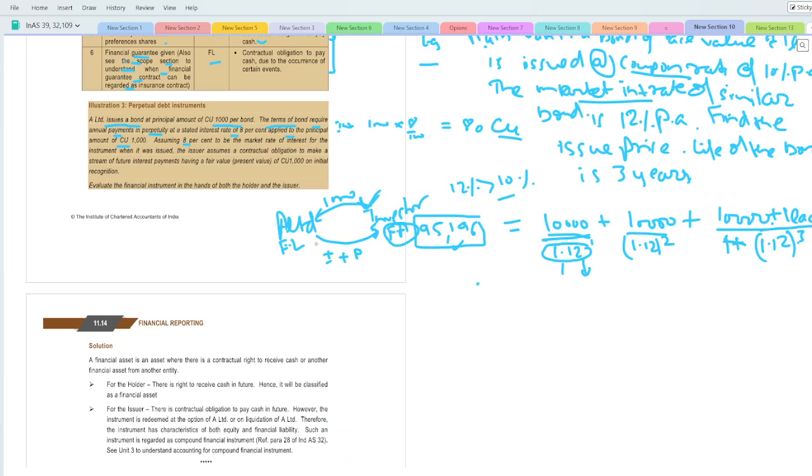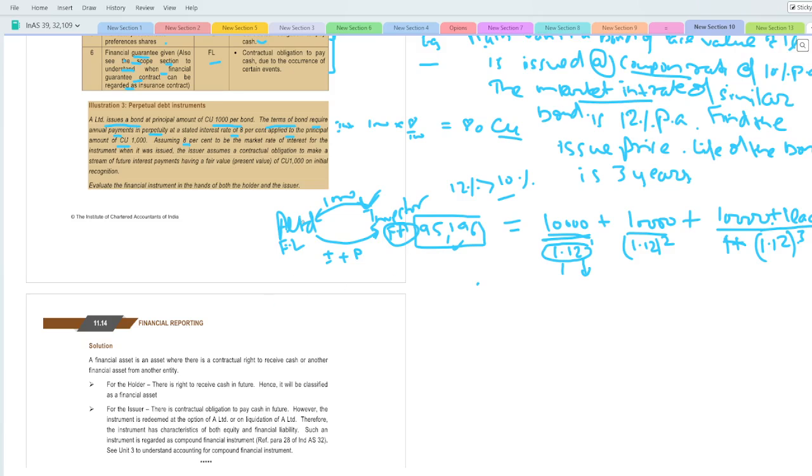But here, if the holder has the right, because the holder has a right to exercise the option, then it will become a compound financial instrument for A Limited. So financial liability plus equity will come here for the issuer, but for the holder it will be a financial asset. So that is also one catch point.